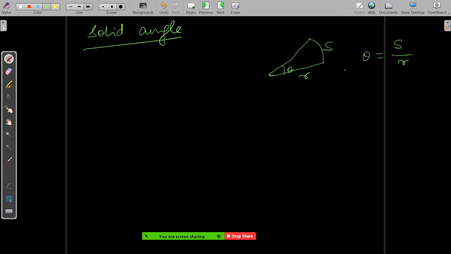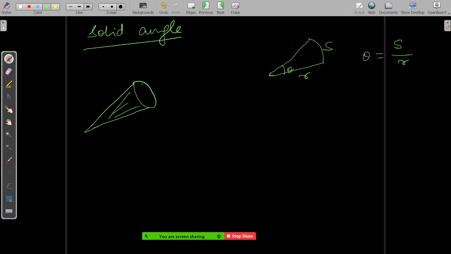Similarly, this is a plane angle, the angle due to a curve. Now, if you see some cone kind of a thing, let's say we assume a cone. So we are dealing with 3D here. So this is a cone basically. You just have to imagine a cone, you understand?